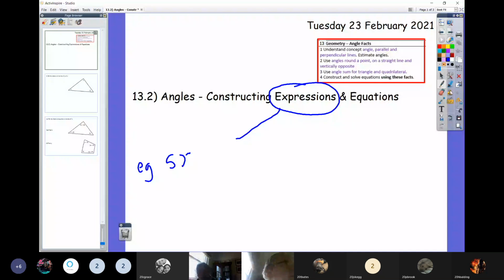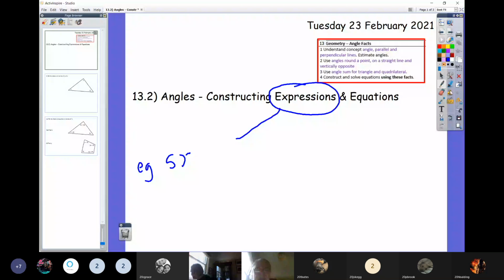Now, I know you can't quite see it yet. We've got a bit of a lag. Here we go. So an expression would be 5x plus 6. That will come through in a second, okay? And you couldn't solve that because it doesn't equal anything. You don't have enough information to solve it. So you could be asked to construct and simplify an expression, okay?